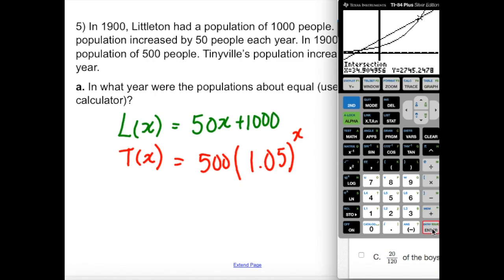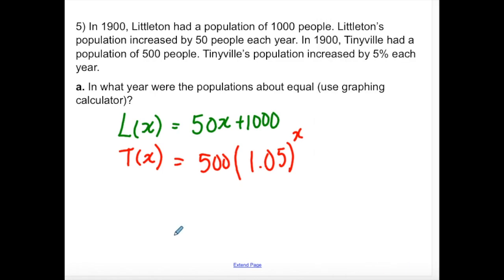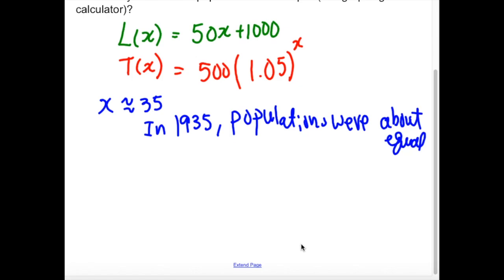So x is close to 35, which means in what year were the population about equal? And this question started graphing it starting in 1900. So if my x was about 35, the population of the two cities, Littleton and Tinyville, will be about the same in 1935.